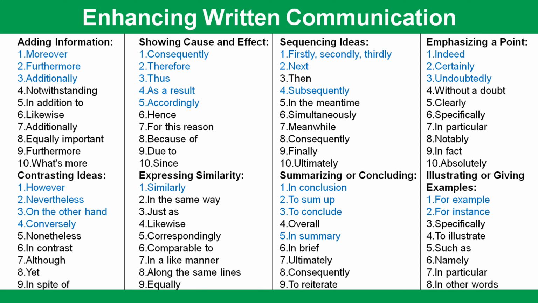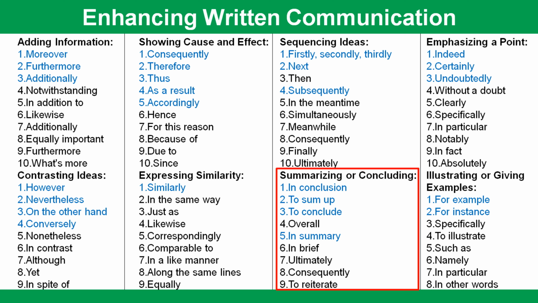Sequencing ideas is essential for maintaining coherence in your writing. When you want to organize your thoughts in a logical order, words like firstly, next, or then can help guide your reader through your content. You could say, "firstly, let's examine the historical context," or "next, we'll discuss the implication of the findings." These phrases provide a roadmap for your reader, ensuring they follow your argument effortlessly. Finally, let's talk about summarizing or concluding your ideas.